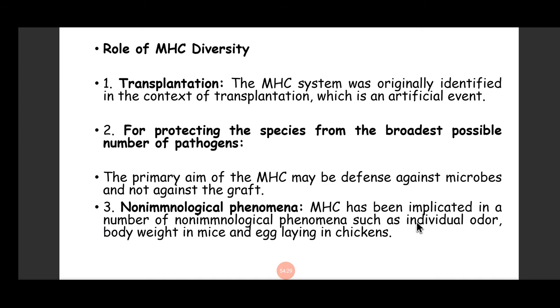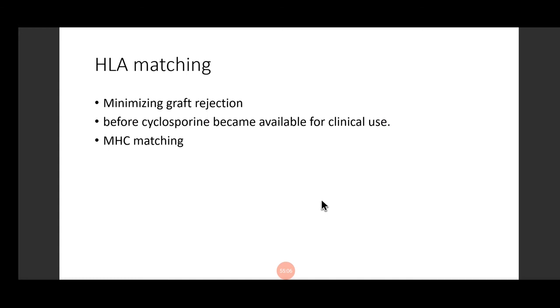The role of MHC diversity is important for us, one in transplantation. You will study this in great detail when we talk about transplantation. Perhaps the pathology guys will teach you. And it is important for protecting the species from a broad number of pathogens. MHC is also important for some non-immunological phenomena like identification of a person, individual odor, and individual susceptibility to different diseases, which is based on different MHC molecules.